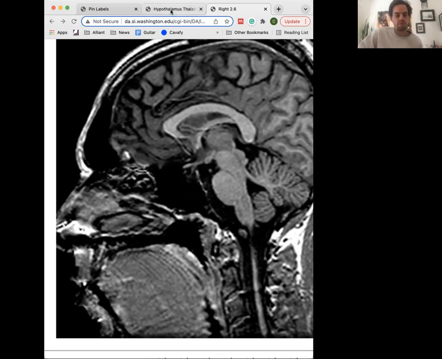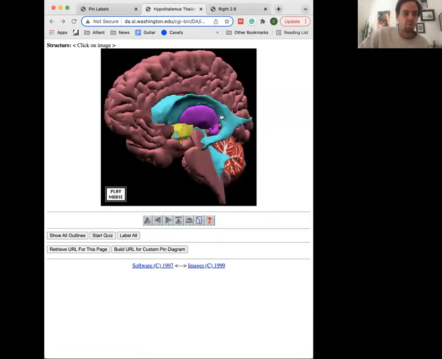And just for maybe a clearer picture, we've got this 3D image here. And so this purple part, or pink, this is the thalamus. And then yellow here is representative of the hypothalamus, which would be connected to both the optic chiasm and the pituitary gland. So I'll stop sharing and then talk a little bit about these structures.